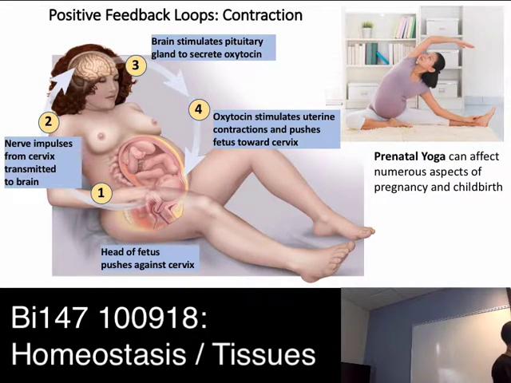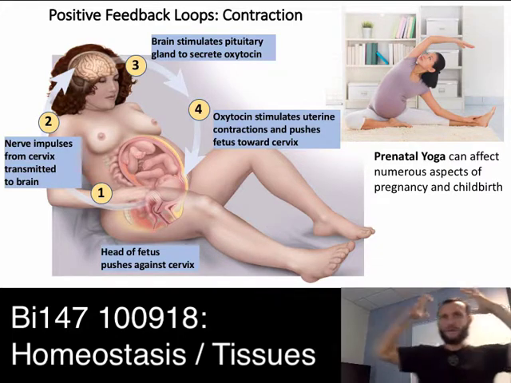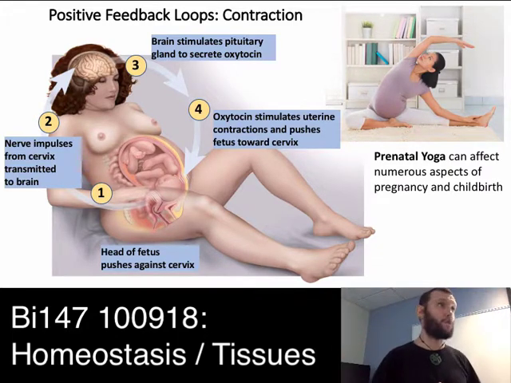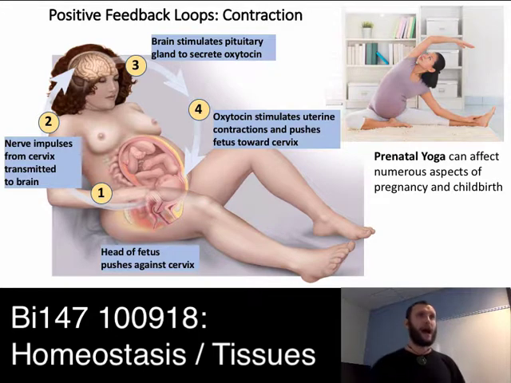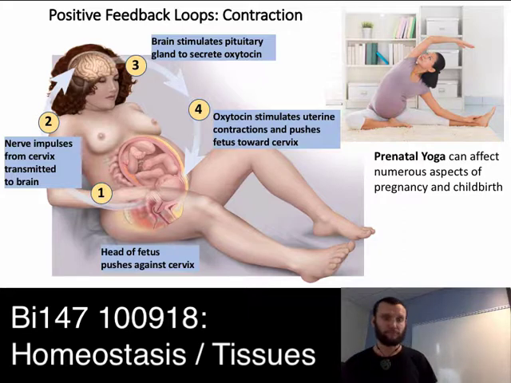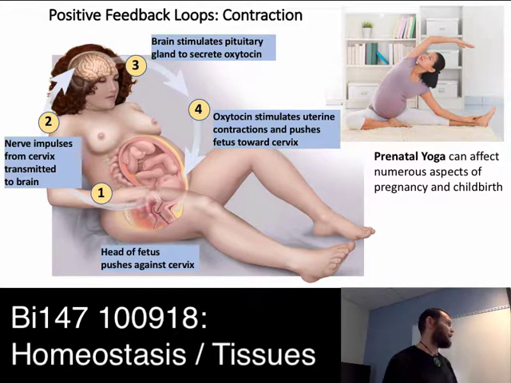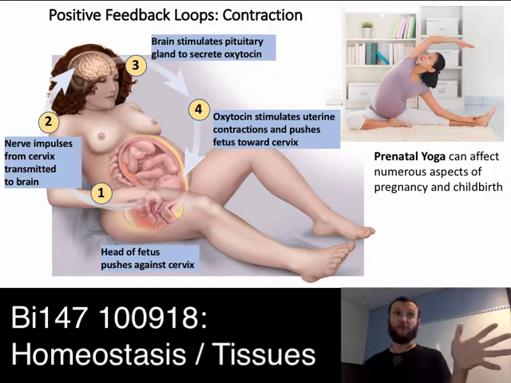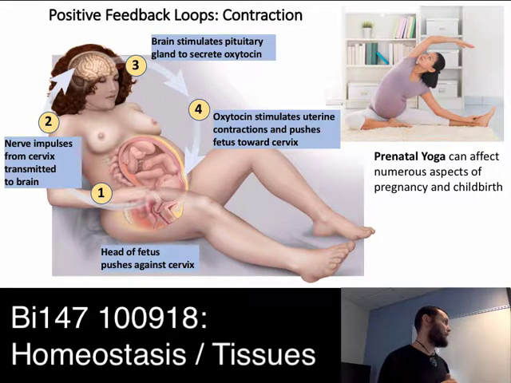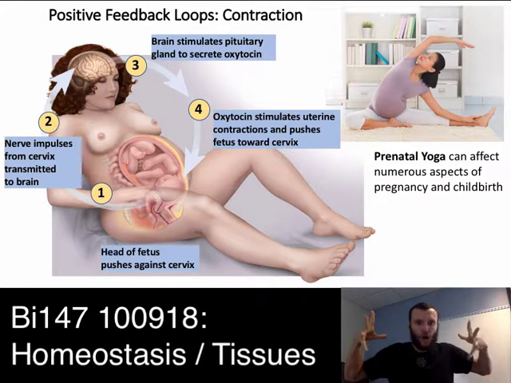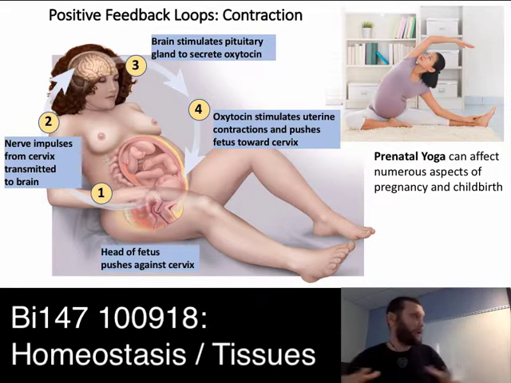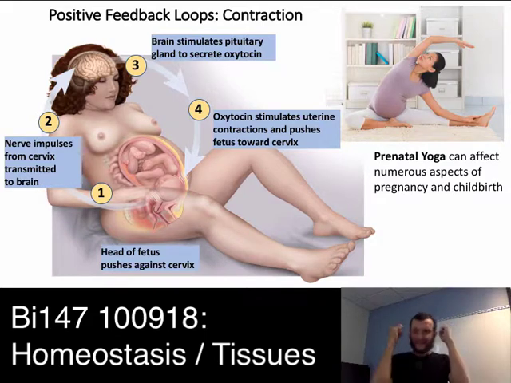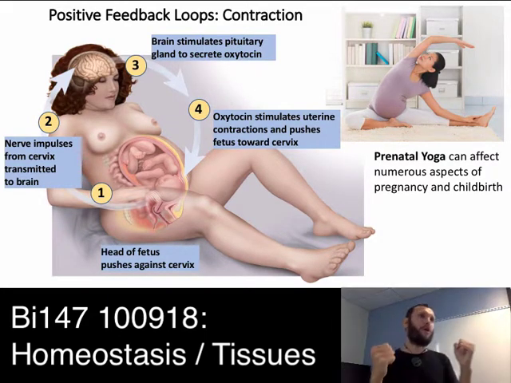The brain then goes through a whole bunch of processing and sends a signal to what's called the pituitary gland. The pituitary gland produces the good stuff, the oxytocin. Oxytocin is a lovely molecule that does a number of different things, but in this case, one of the effects is to cause the uterus to contract, right? The uterus is like the mother of all organs in the body.